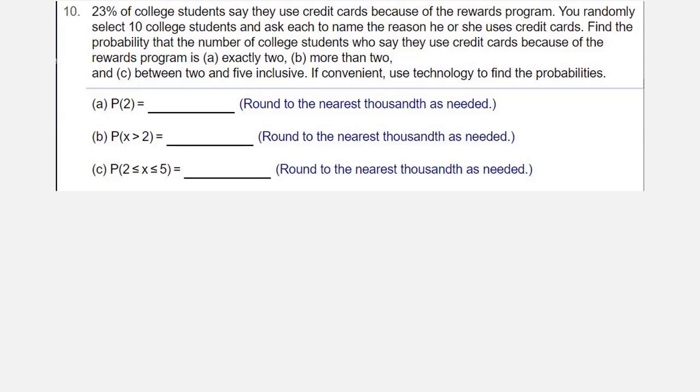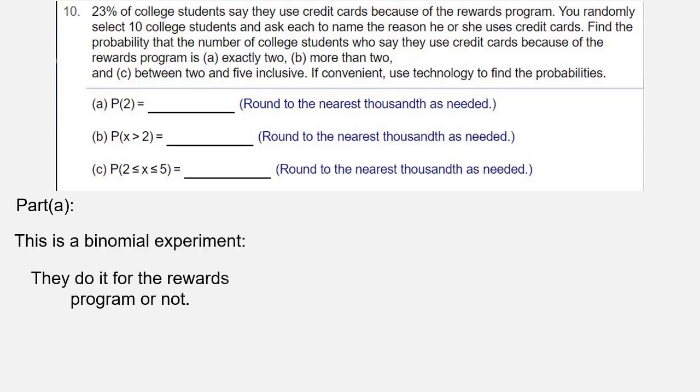Find the probability that the number of college students who say they use credit cards because of the rewards program is A, exactly 2, B, more than 2, and C, between 2 and 5 inclusive. If convenient, use technology to find the probabilities. This is a binomial experiment because either the student says they use the reward program or they don't. So there's two choices here. That makes it binomial. Once we know it's binomial, we need to know the values of n and p.